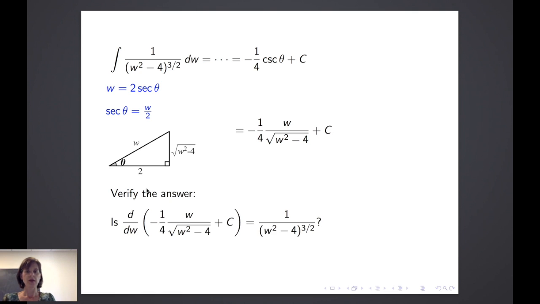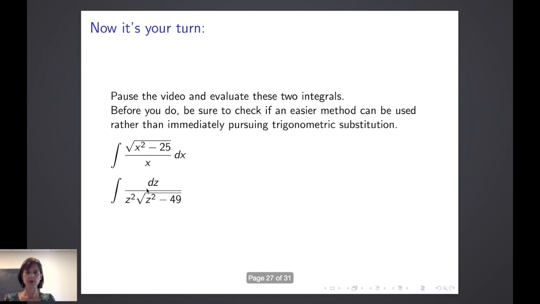As we have in the other videos, I'm asking you to verify that the derivative of our result, the derivative of negative 1/4 w over the square root of w squared minus 4 plus c, is in fact 1 over the quantity w squared minus 4 to the 3/2 power. And when you're finished with that, you can give your efforts to evaluating these two integrals. Again, checking to see if you can use u substitution before using any trig substitution. Or there might be another method yet that might be more helpful.